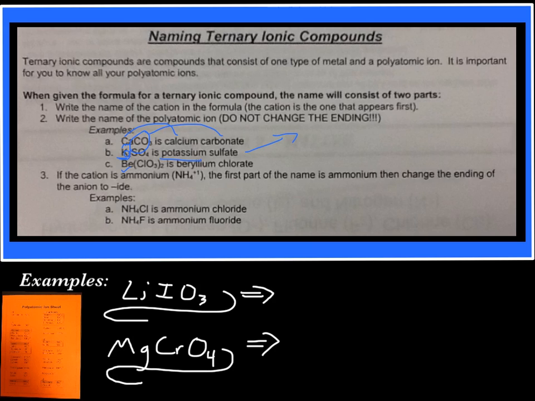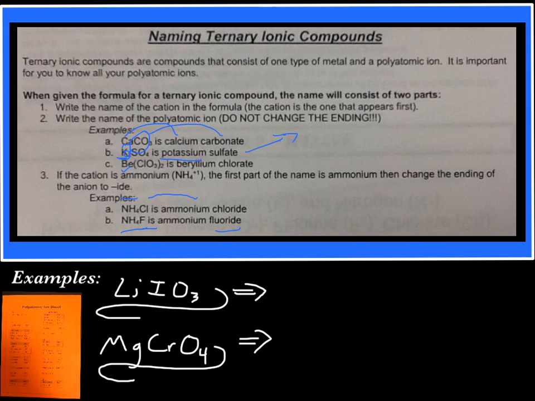If the cation is ammonium, the first part of the name is ammonium, then change the ending of the anion to -ide. Okay, so you have ammonium and Cl at the end, so instead of saying ammonium chlorine, you'd say chloride. And then ammonium fluorine, it's fluoride.